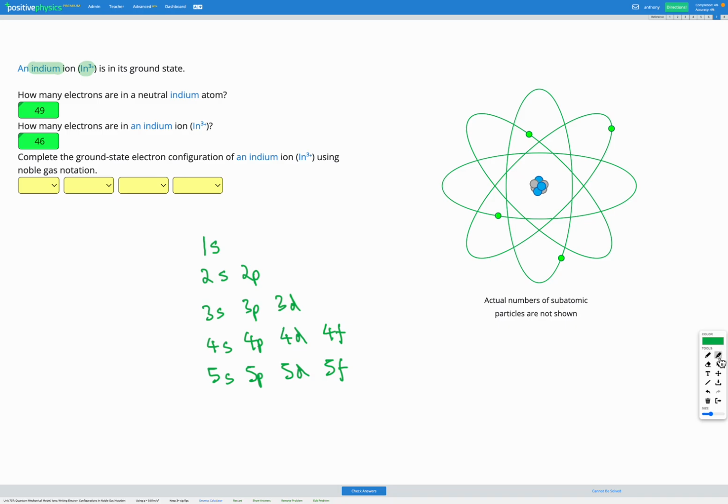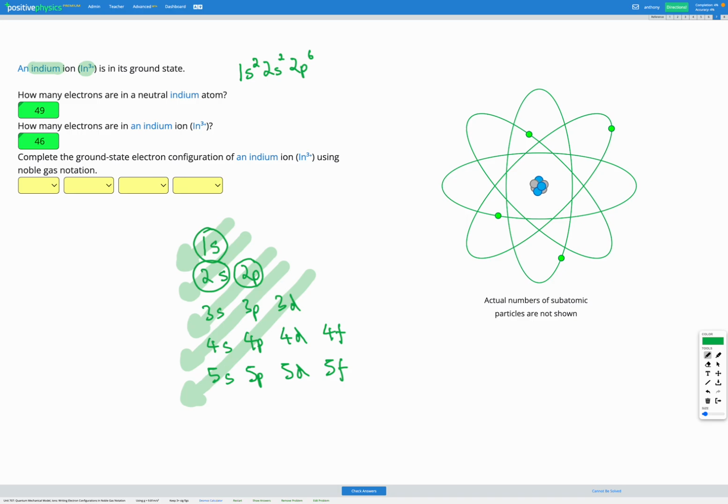And same as usual, it's those diagonal arrows that tell us the order in which these are going to be filled. So we'll use that as we're writing our electron configuration. Okay, so let's go ahead. We've got 49 electrons in total. So first we've got our 1s subshell that can fit up to 2 electrons. So we've got 1s with 2 electrons in it. Then our 2s sub-energy level that can fit 2 electrons as well. Next we've got 2p, that can fit up to 6 electrons. So far we've got 10 electrons.